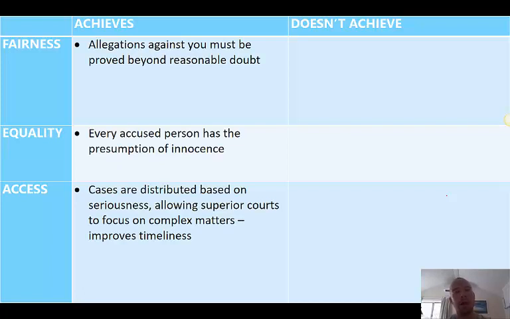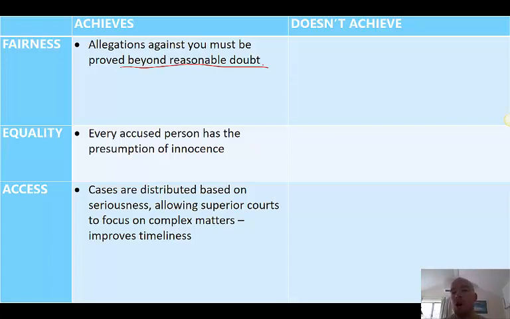So just a few of how it achieves. It is fair that allegations against you must be proved beyond reasonable doubt. It would be unfair if it was like, oh, there's some doubt that you did it, but we're going to send you to jail. So ultimately it's fair that we have a standard of proof that is beyond reasonable doubt in criminal matters. These concepts also achieve equality through every accused person having the presumption of innocence. That is equality. Every single person who is accused of a crime will have the presumption of innocence.